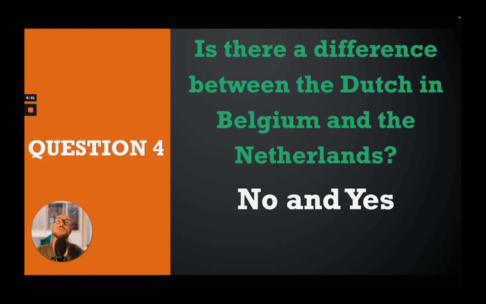Alright, so why do I say yes? Well, basically for those reasons. The accent and then also some words. To give you an example, basically a mobile phone in the Netherlands people will say mobieltje. In Belgium we will say gsm. Alright, so this is one of the differences.